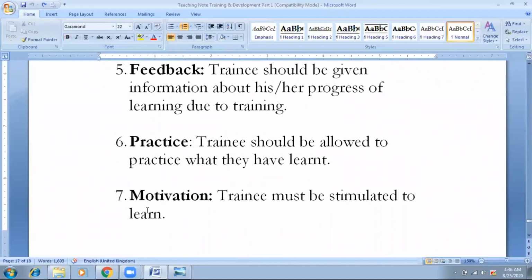Then practice, bhavite. That is another principle. Trainees should be allowed to practice what they have learned. Then, of course, the trainee will be able to utilize what he or she has learned from training. Trainees should be allowed to practice what they have learned.